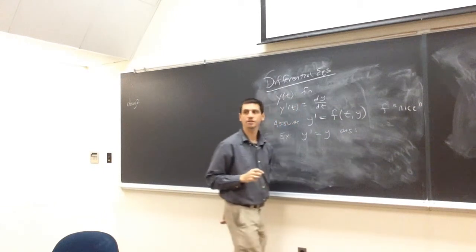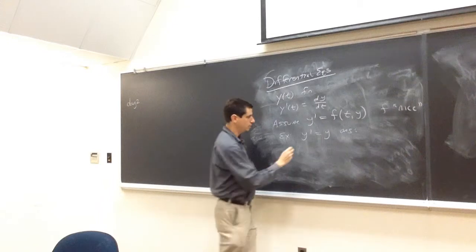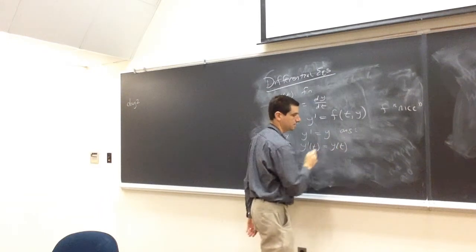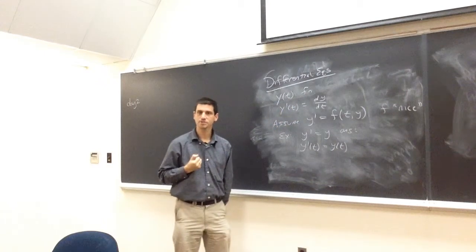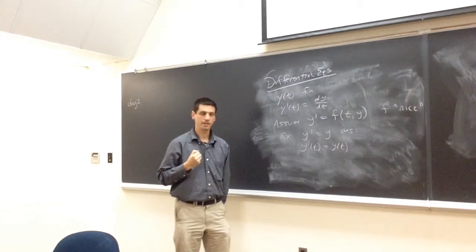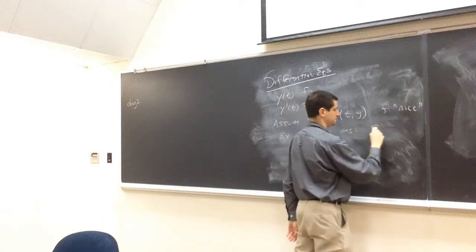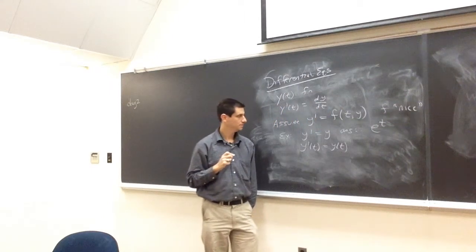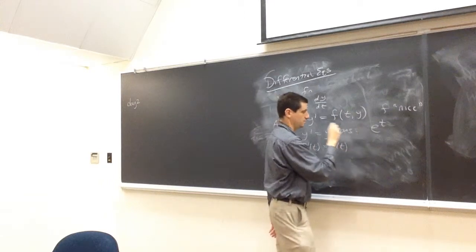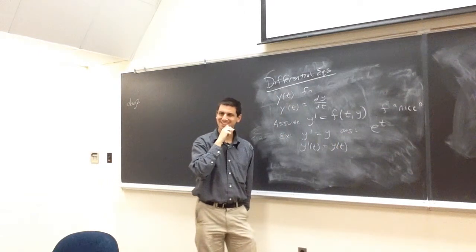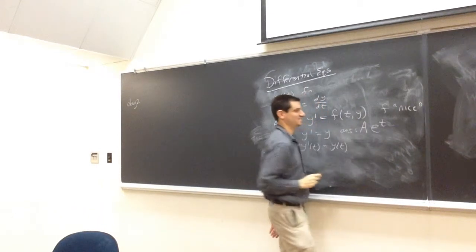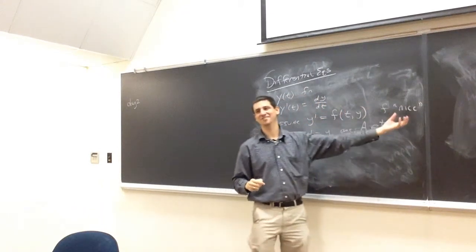It's really y prime of t is y of t. So what would be the answer in this case? E to the t. Anything else? Constant. I'd go with A because it's not an additive constant.